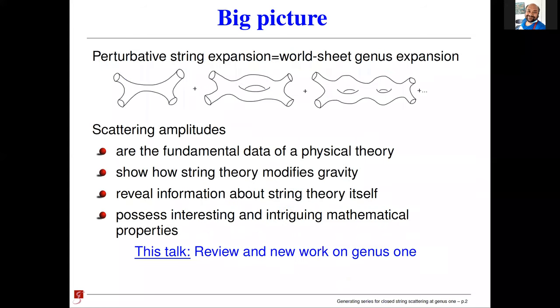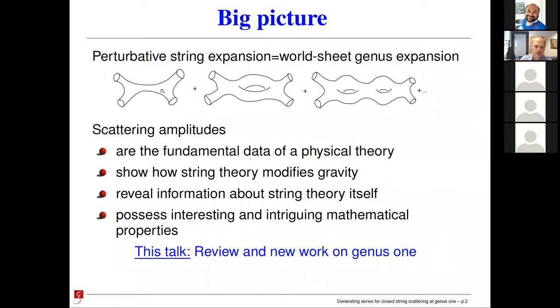Let me start maybe by saying what the big picture is, so what this talk will be about. I will discuss aspects of string perturbation theory. Many of the people in the audience will have had a course on string theory or heard about it, and know that string perturbation theory is about an expansion in Riemann surfaces, or sometimes also called a world sheet genus expansion. So here I've drawn, this would be like a tree level diagram. There is no hole in the surface, one hole, two holes, and so on. So the number of holes for a closed string is what is called the genus of the Riemann surface.